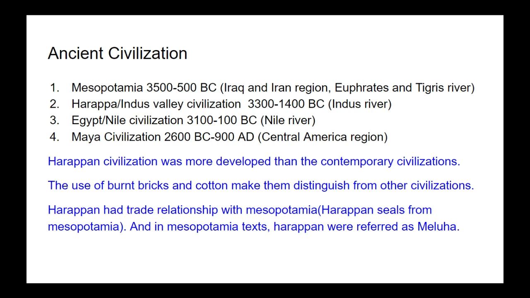Third one is Egypt civilization or Nile River civilization. It lasts from 3100 BC to 100 BC along Nile River in Egypt. The fourth one is Maya civilization. It lasts from 2600 BC to 900 AD in Central American region.